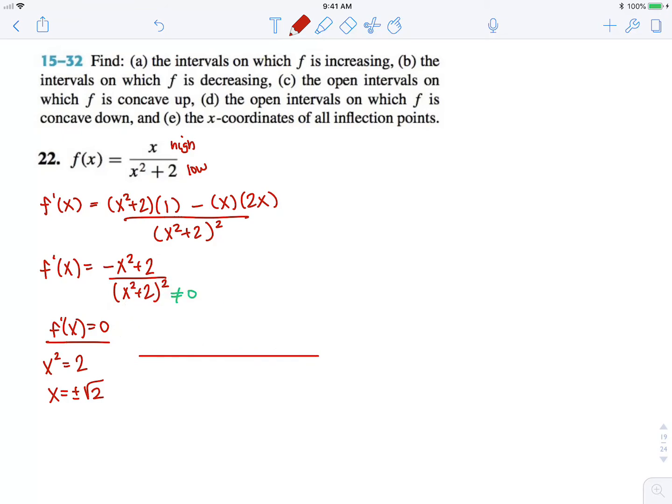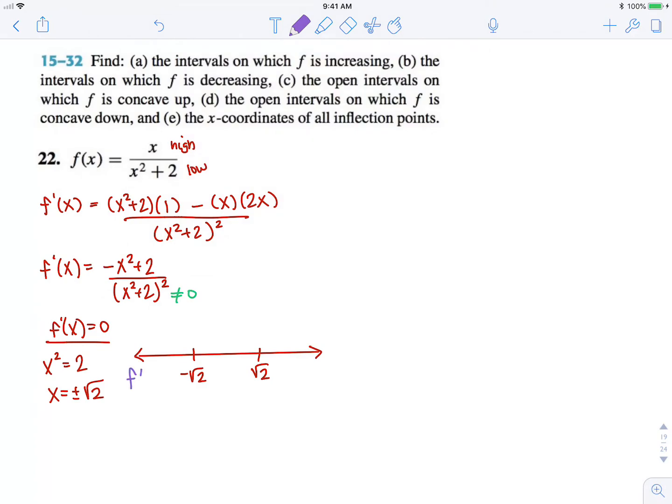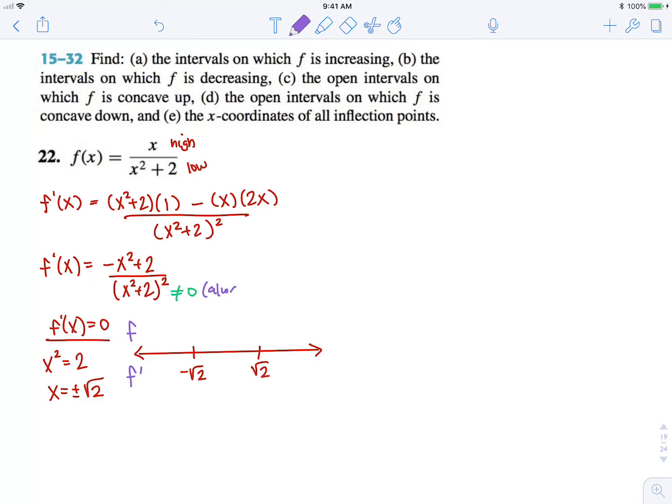So now I can use a number line to do a sign check on my derivative to see where it's positive or negative. So now I'm comparing my derivative to my original function. So if I plug in 0, for instance, oh yeah, and the denominator is also always positive. So when I'm checking my sign, I really only need to plug into my numerator. So if I make x equal to 0, here in the middle piece, I have a positive number, so it's increasing.